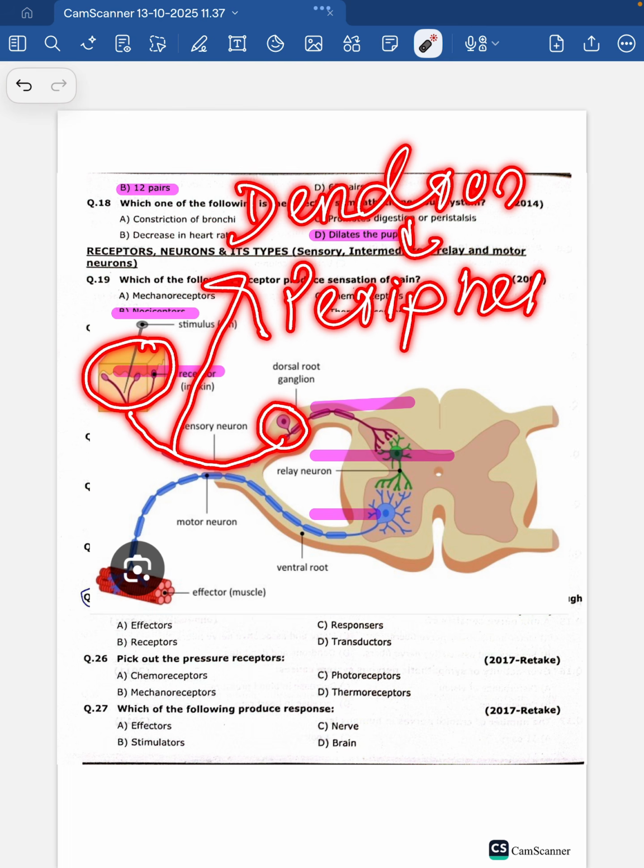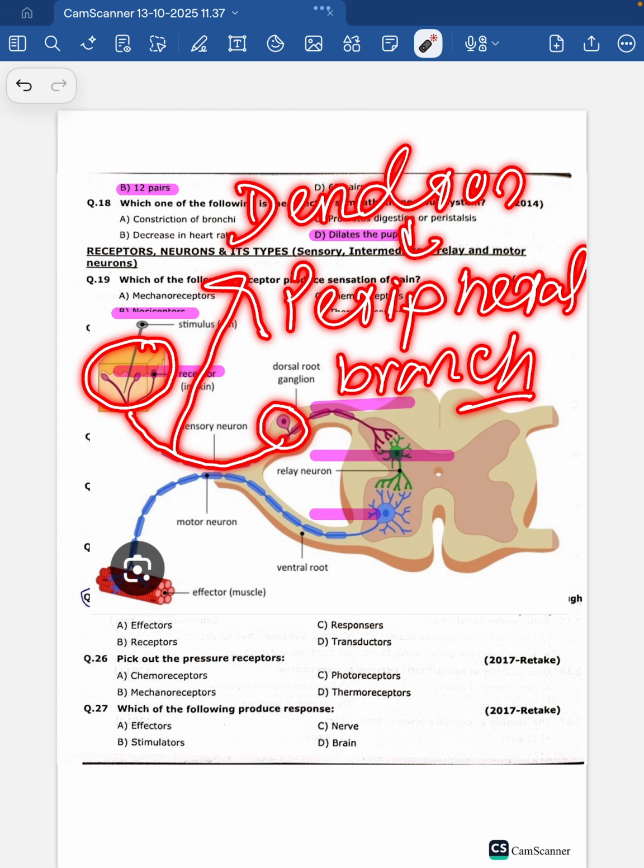Why are we calling it the peripheral branch? Because receptors are present throughout the periphery or the boundary of the human body. So the peripheral branch is the fiber of the sensory neuron which takes messages from the receptors through all the periphery or the boundary of the body and transmits them to the cell body. That's why dendron is also known as the peripheral branch.